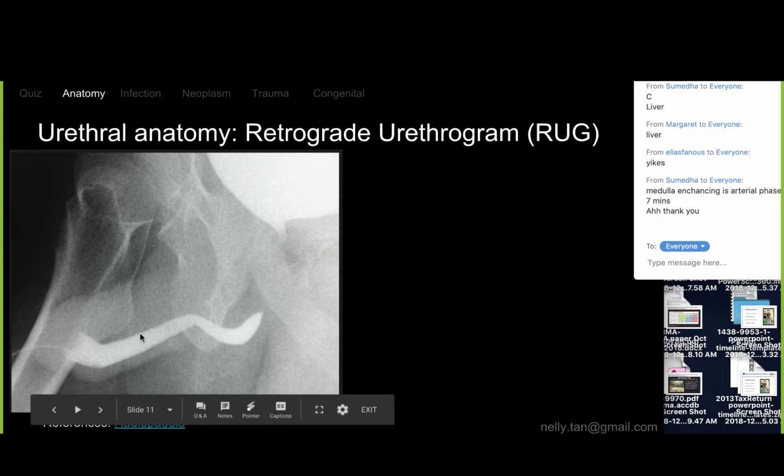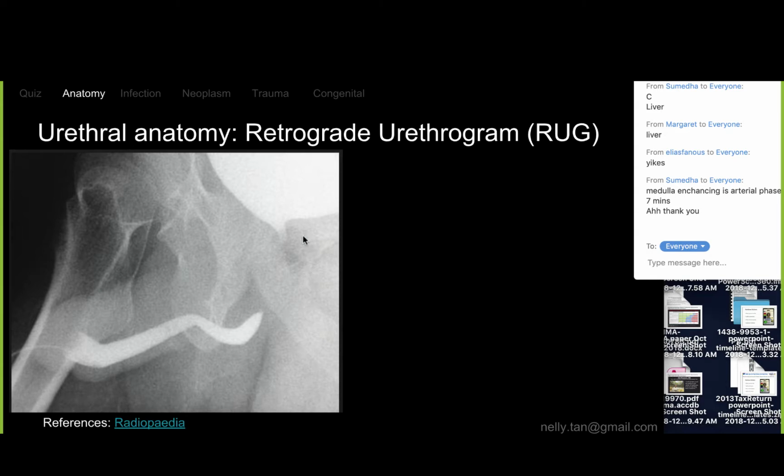The urinary system also includes the urethra. So this is a retrograde urethrogram. This evaluates the urethral anatomy. Here they put a small balloon catheter here. We pinch the tip of the penis, and then we inject the contrast to assess the urethra.